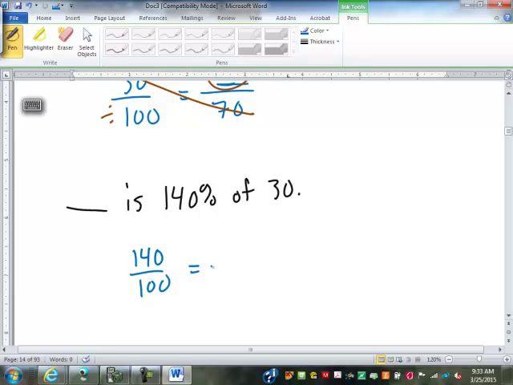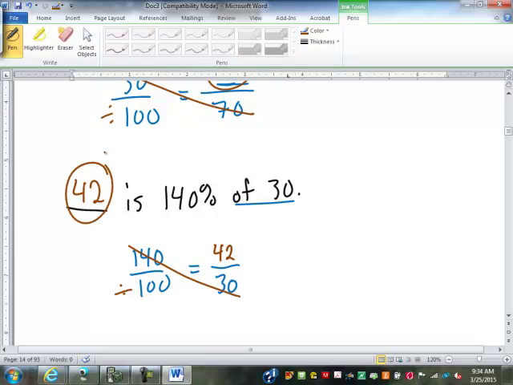Where does the 30 go, top or bottom? Bottom. Of 30, out of 30, the 30 goes on bottom. Cross multiply and divide. 140 times 30 divided by 100 is going to be 42. So that makes sense. 42 is 140% of 30. 42 is a little bit bigger than 30, so 140% makes sense.